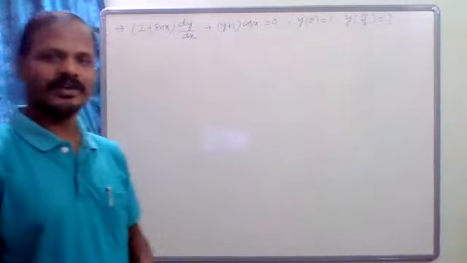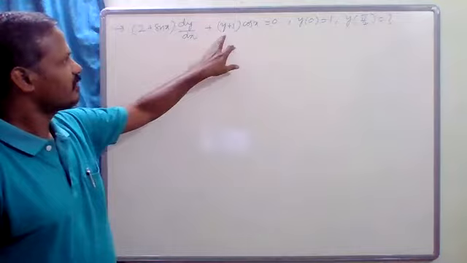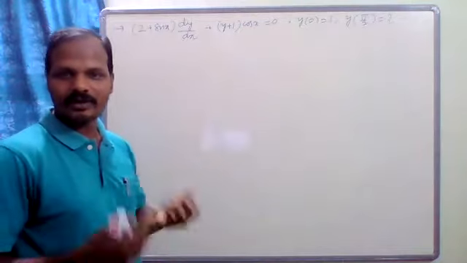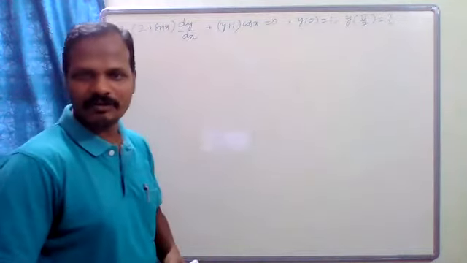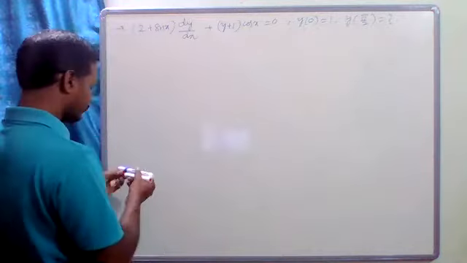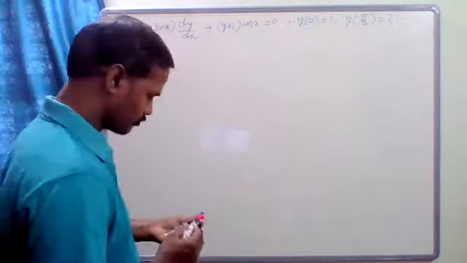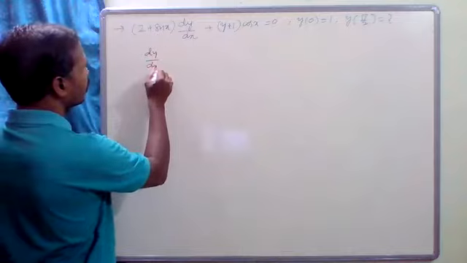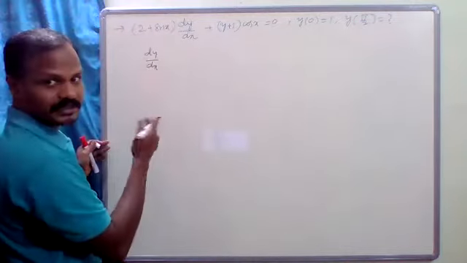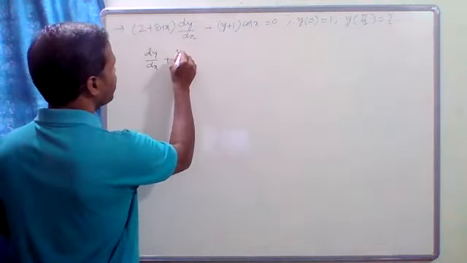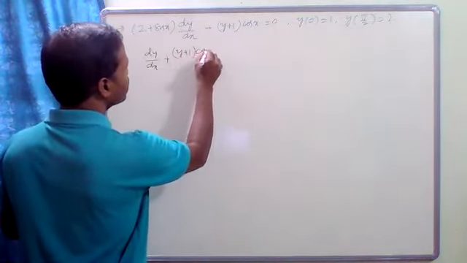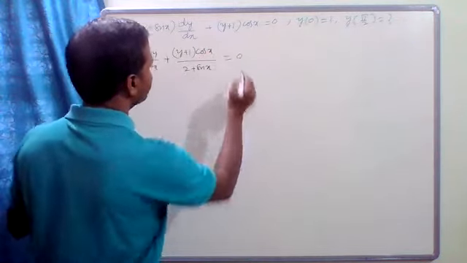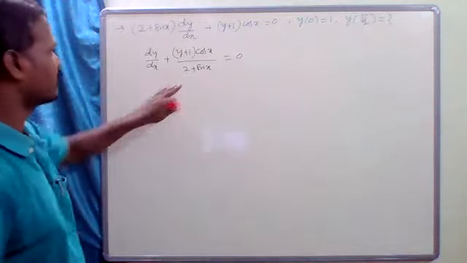So linear in y, because dy by dx has y. Those are not multiplied. So we have to take this equation into the form of the first case. So dy by dx: you have to divide with the term 2 plus sin x. y plus 1 into cos x by 2 plus sin x equal to 0. You have to separate this term.